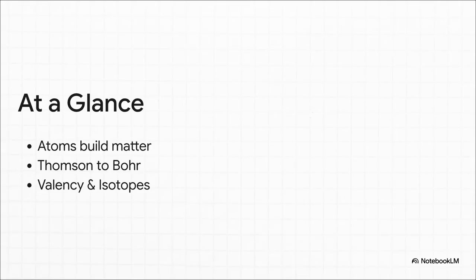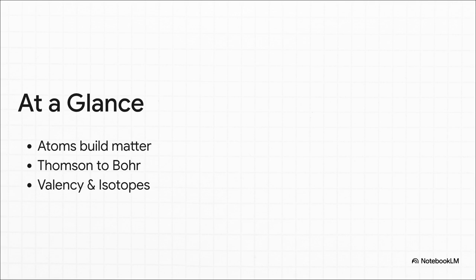And we are at the finish line. Here's a rapid-fire look at your ultimate revision notes covering the absolute most important takeaways from this explainer. Remember, atoms build literally everything. They're made of electrons, protons, and neutrons. Our understanding evolved chronologically from Thomson to Rutherford and then to Bohr.